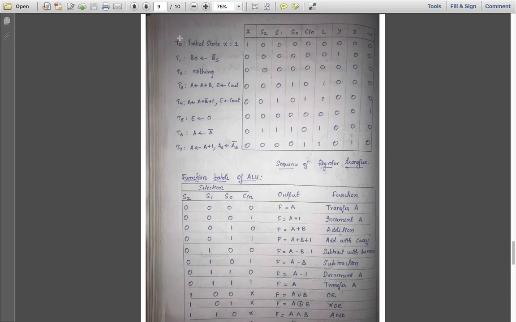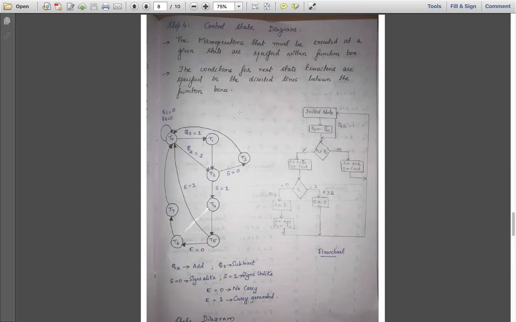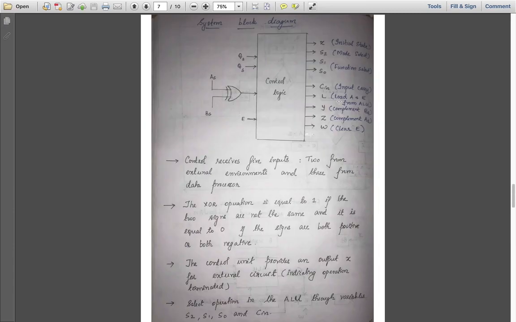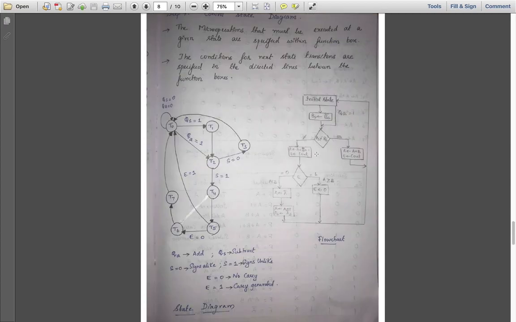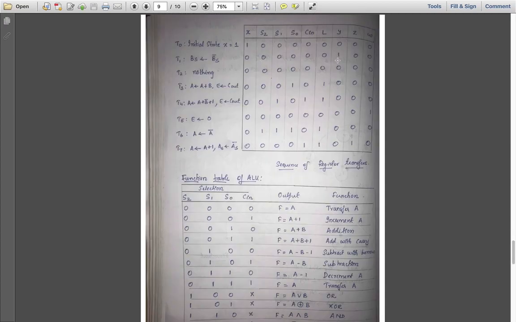Now from initial state T0 to the next state T1. In T1, what is happening? You are complementing the sign bit. To complement the sign bit, Y is the control line that is used. So here you are going to set Y as 1, and all other lines remain 0.